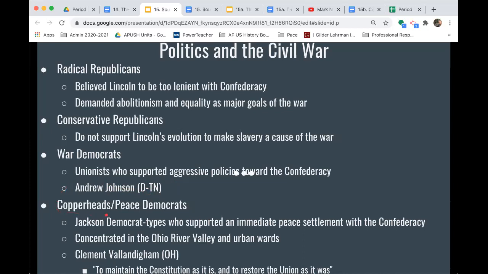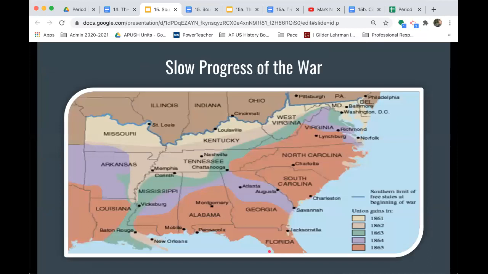And on the other side, the very far other side, are the Copperheads or the Peace Democrats, right? Much more Jackson-style, Jacksonian Democrats, who would prefer an immediate peace settlement with the Confederacy, let them go, whatever, we don't want to fight the war. They're concentrated in the Ohio River Valley, so Ohio, Illinois, et cetera, and urban areas like New York City. You saw the draft riots there. And the best example of this is a congressman from Ohio named Clement Vallandigham, who actually is going to be deported from the U.S. to the Confederacy by Lincoln for trying to stir up too much trouble to hurt the war effort. And that's going to be on that side of things.